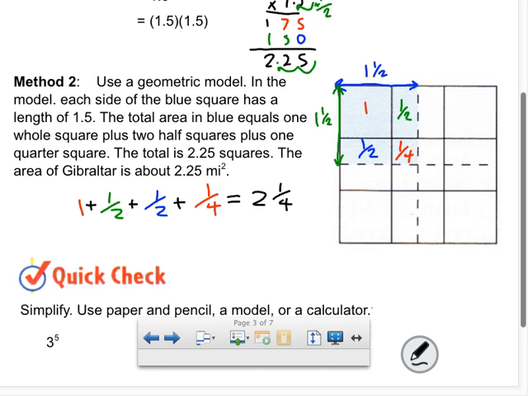If I rewrote that so that my bottom number was a power of 10, 4 goes into 100 how many times? 25. So I could rewrite this as an equivalent fraction whose denominator is 100. 4 goes in 100 how many times? 25, so 25 times 1. 2 and 25 hundredths. Do you see my answer up above? 2 and 25 hundredths.